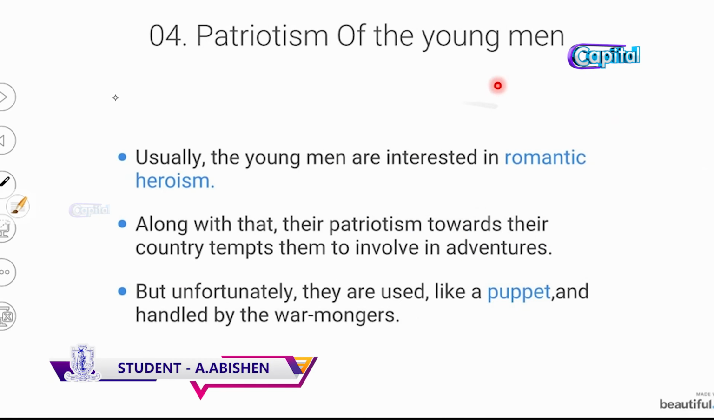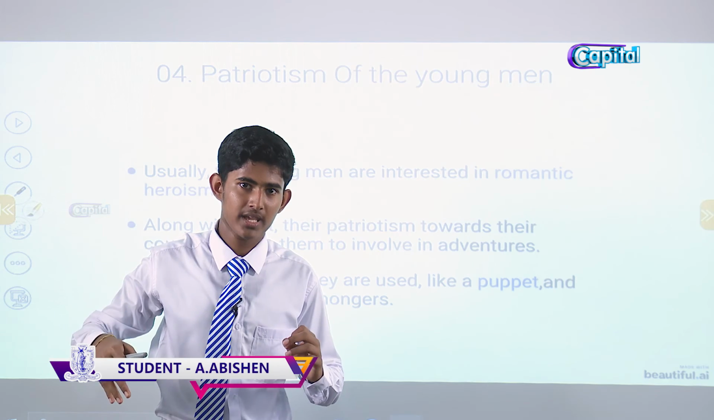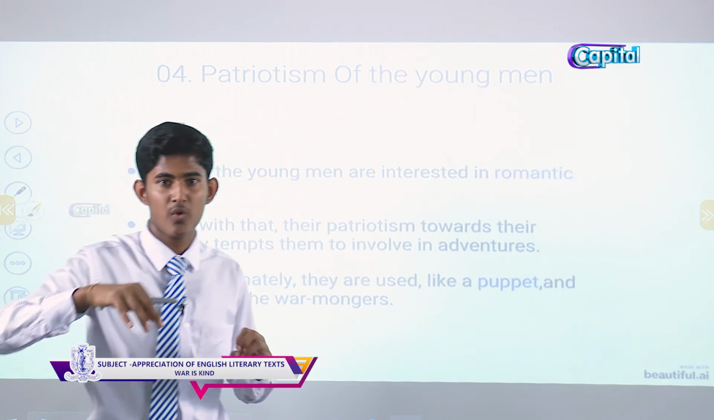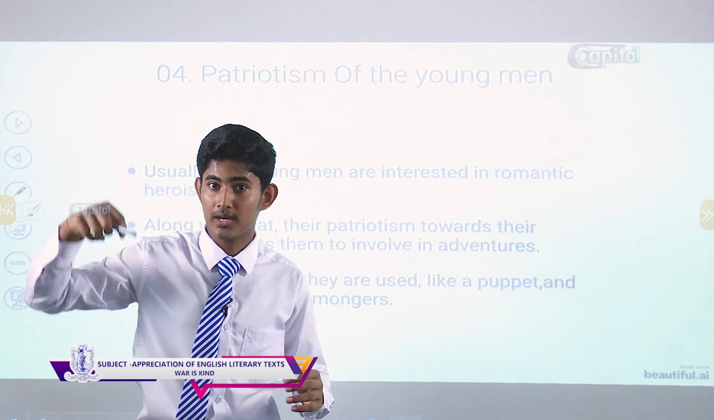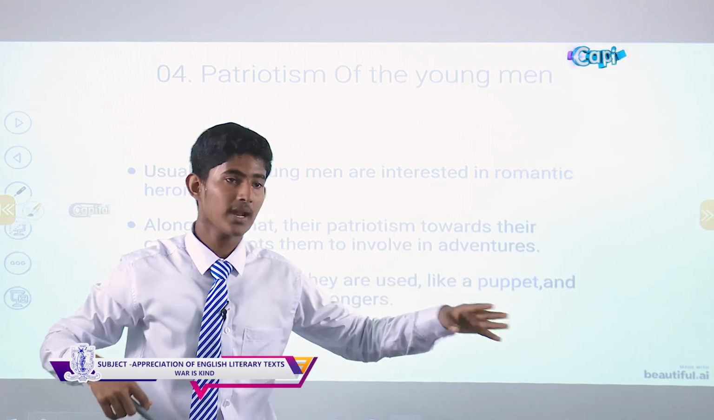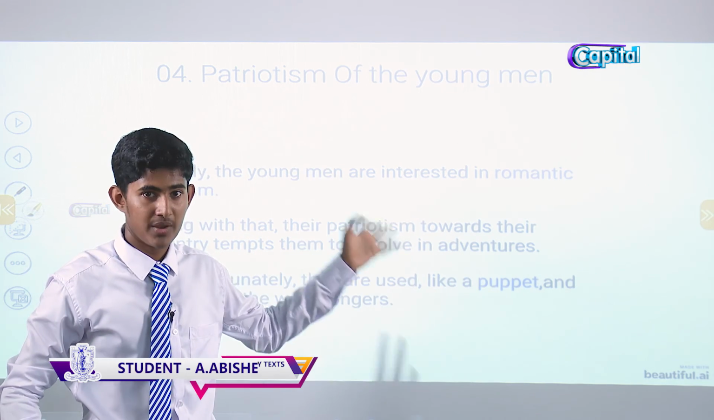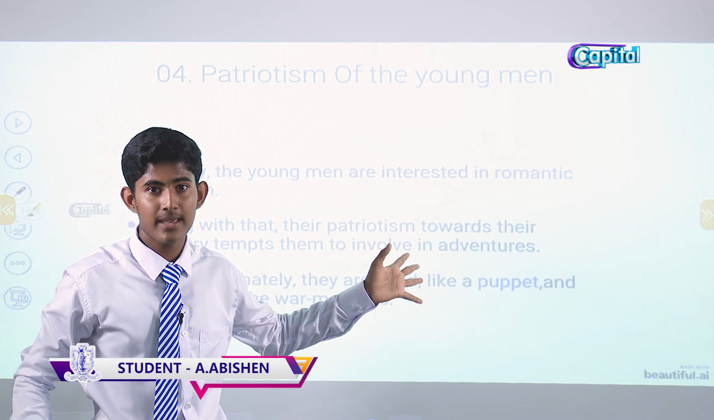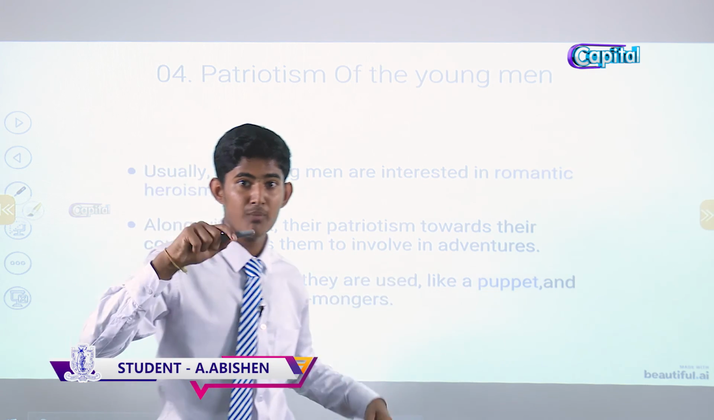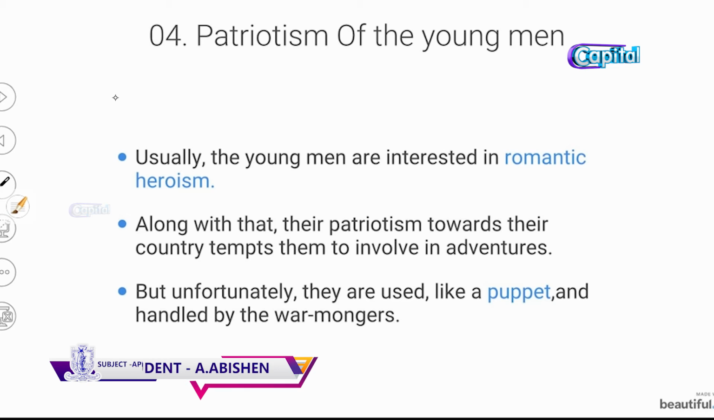Then the patriotism of the young man. As I already mentioned, the young man wants to involve in romantic heroism, and the war leaders utilize this romantic heroism and patriotism by tempting and hypnotizing them with the immoral war slogans. They utilize them as their puppets, like a doll in their hand. They are utilizing them in order to satisfy their needs.